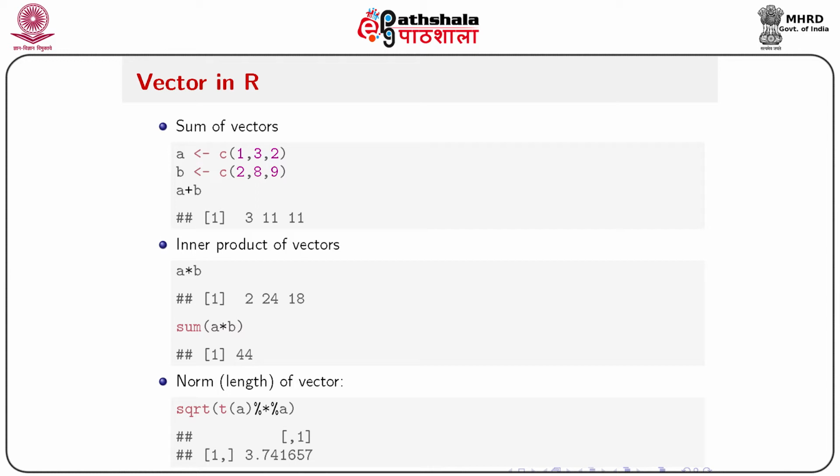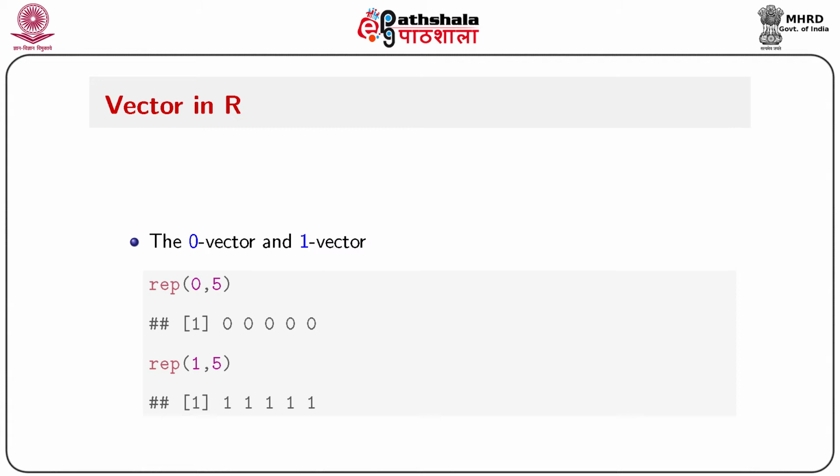So you wanted to do the square root of a prime a, that is a transpose a. That is what I did here, the square root of transpose of a, then matrix multiplication, and then a, and that will give you the norm of the vector.